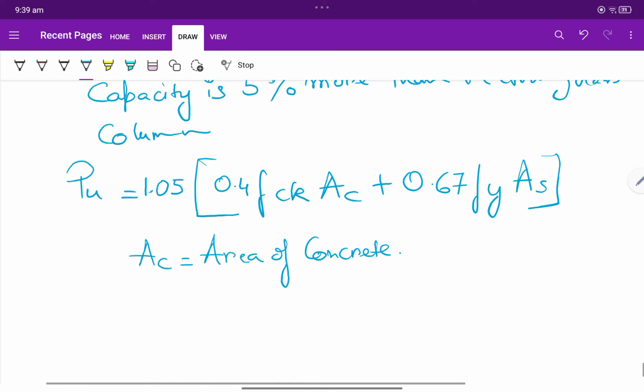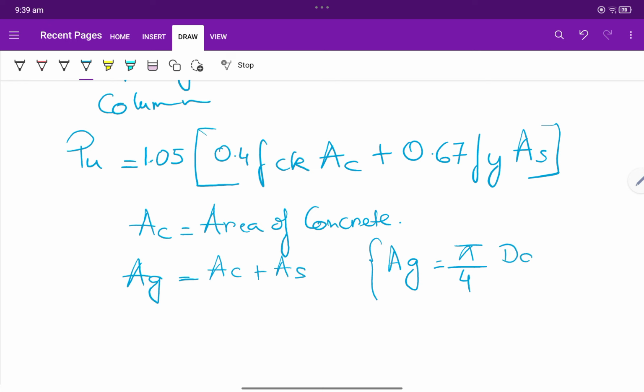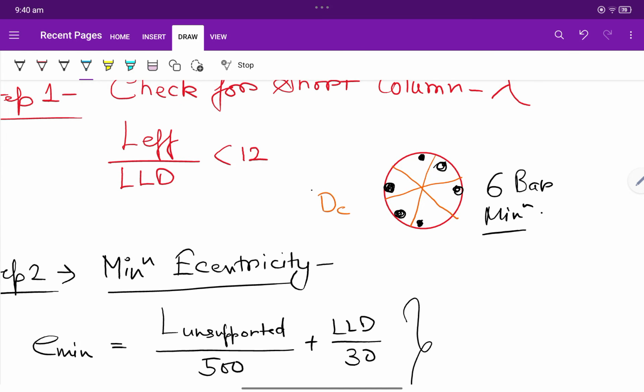Okay. So how can we change it? AG, gross area, is equal to AC plus AS, area of steel. Here AG is equal to the area formula of a circle, pi by 4 d square, and we are taking it as dg square. What is dg? Dg is the gross diameter. See here, this diameter only we are taking as dg, the gross diameter.